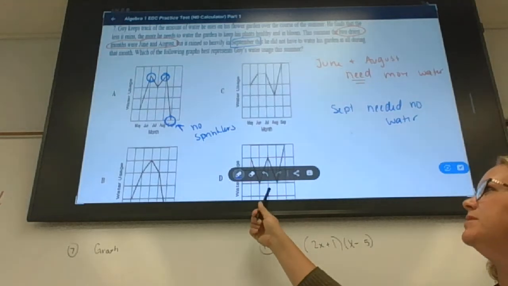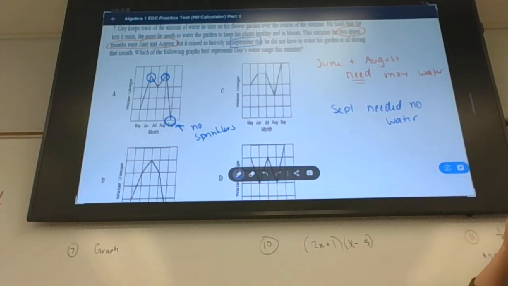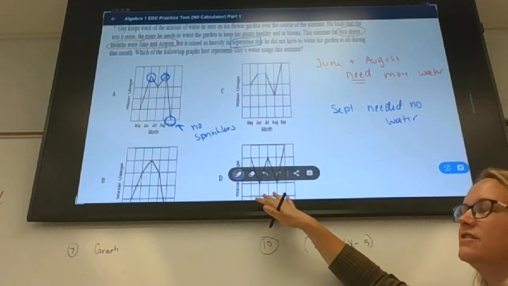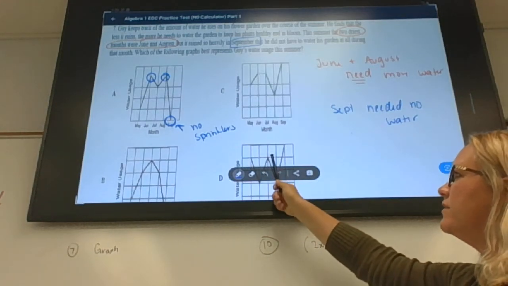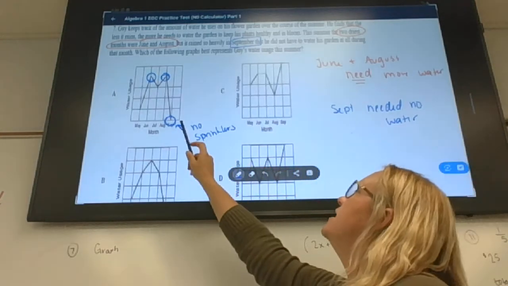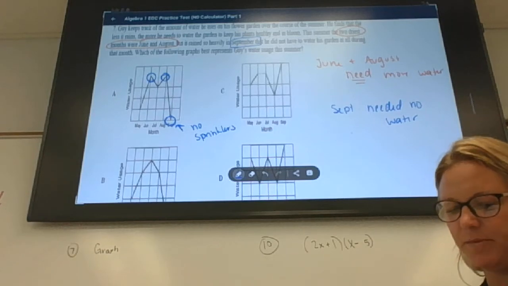Were you guys tempted to pick this one, exactly the opposite? This is actually a graph of the rain. It rained a lot, did not rain. But the question is asking about how much water he needed to keep his grass healthy, not how much rain came down.